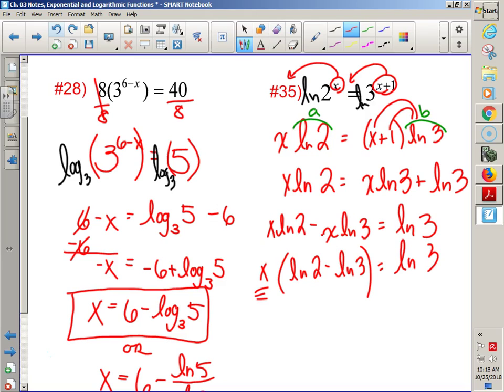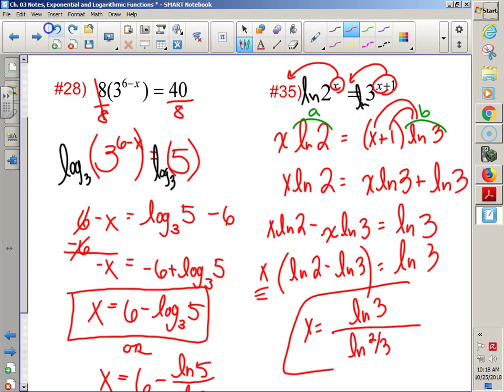Divide. Oh, you guys are so funny. Dun dun dun dun dun. Oh! It's not magic. It's the quotient property.